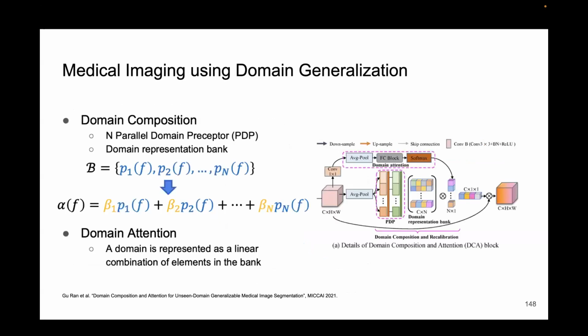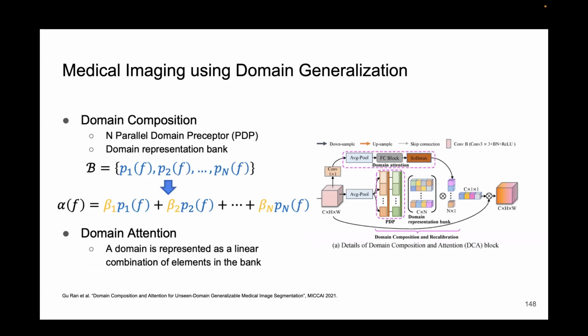And let's briefly introduce another work from the same group of this GU 8L. In their work, they propose a specific architecture design for domain generalization. And in their design, there are two main components. One is the domain composition, the other is the domain attention.